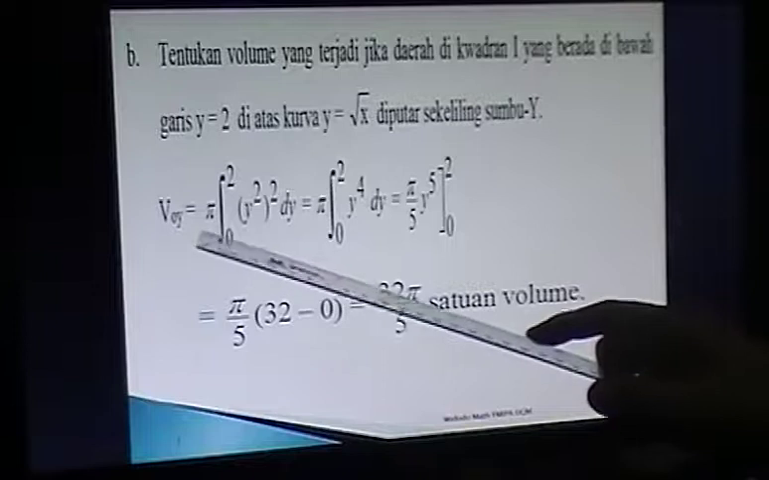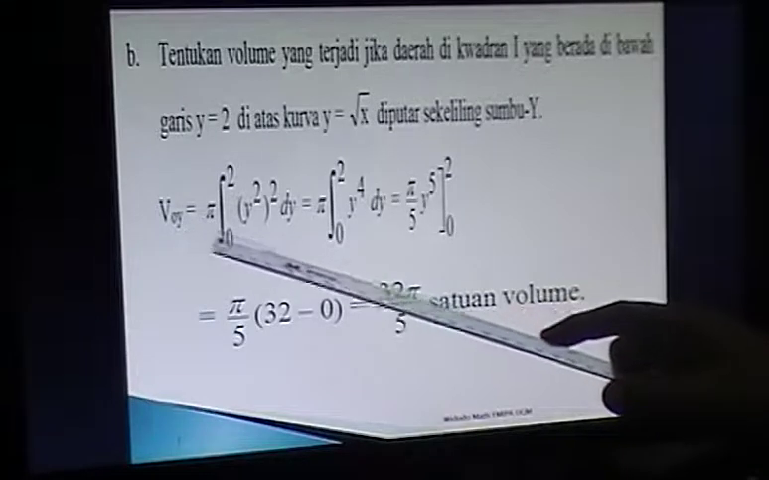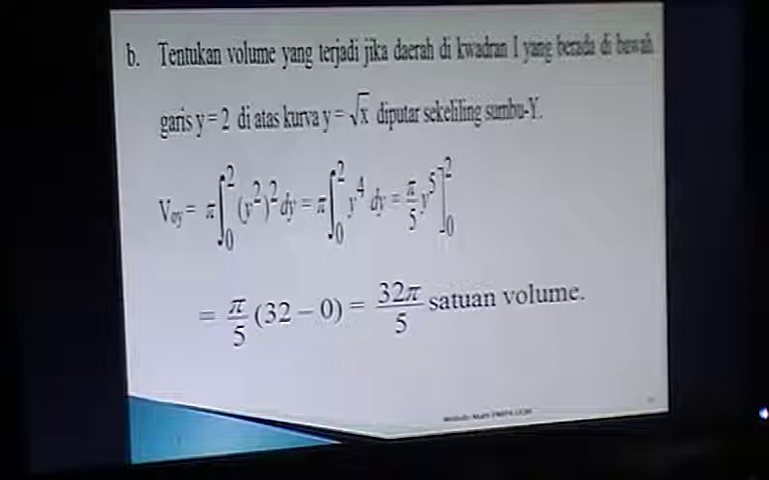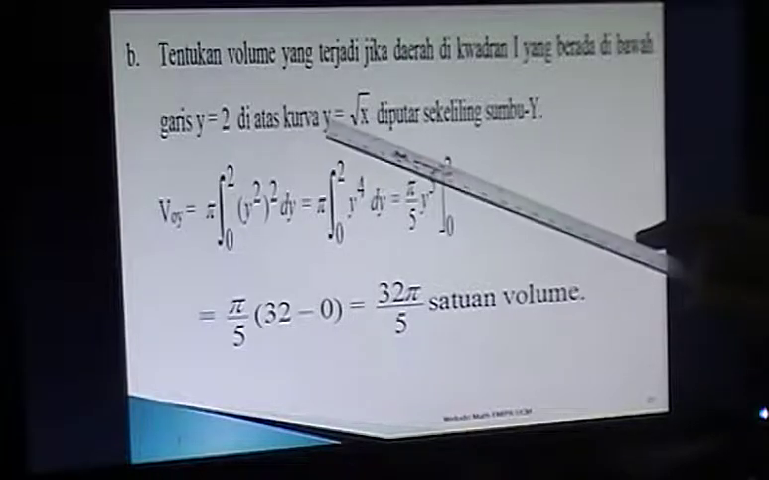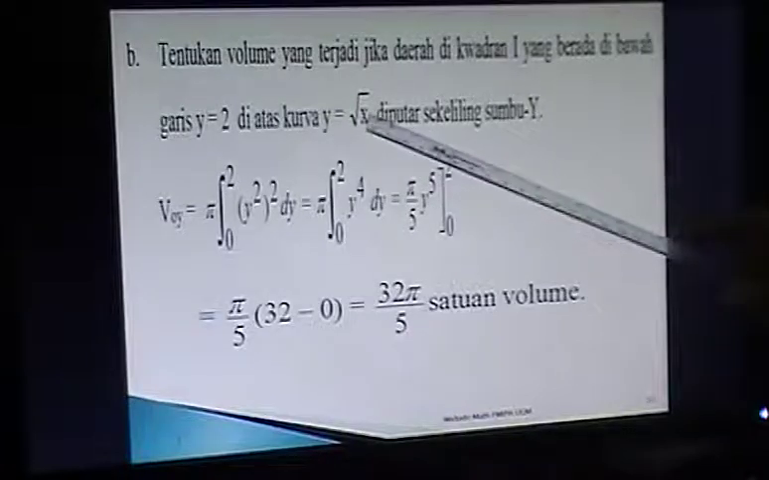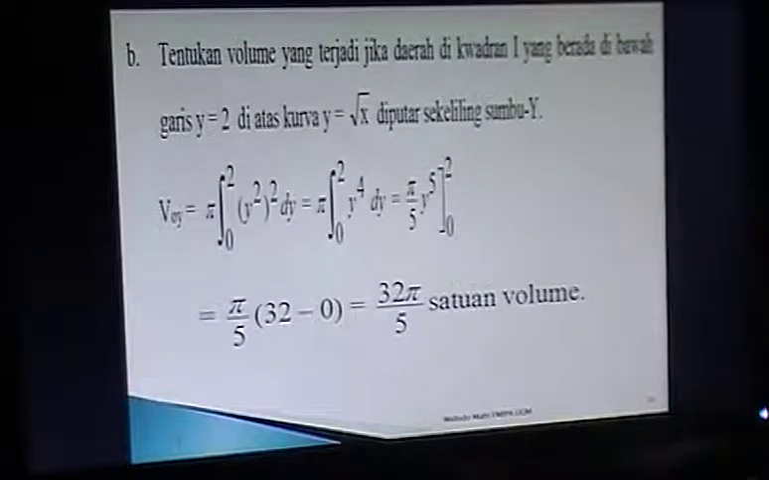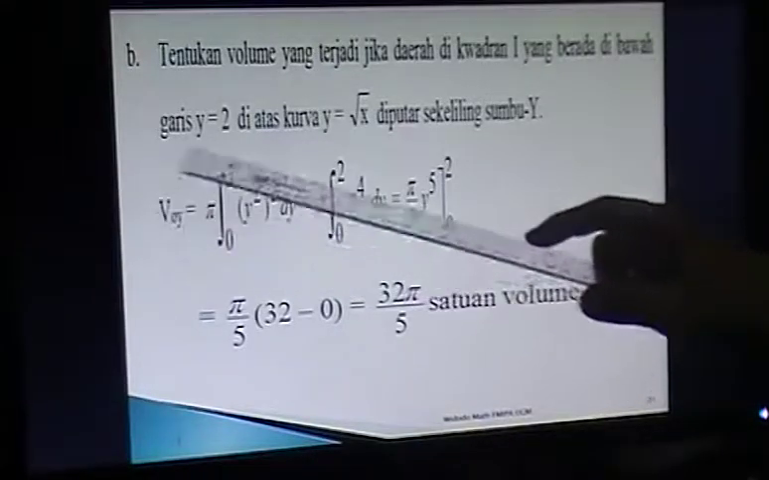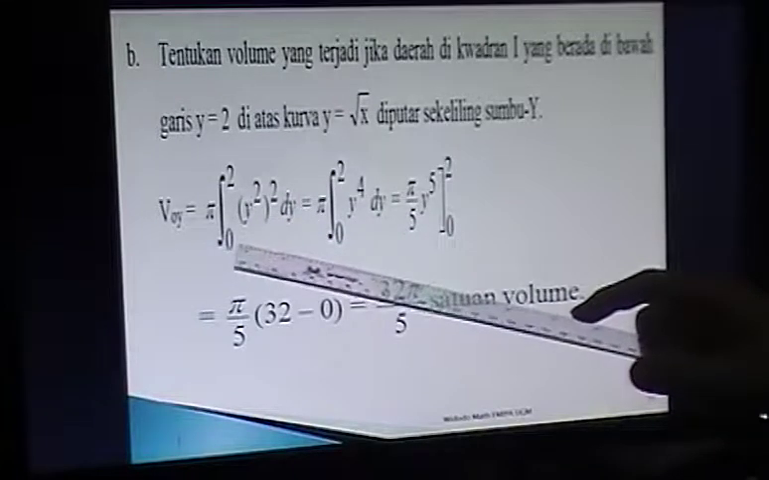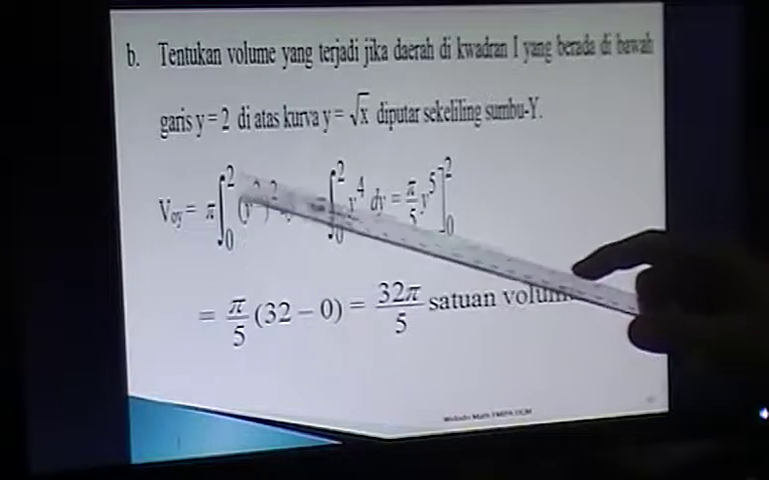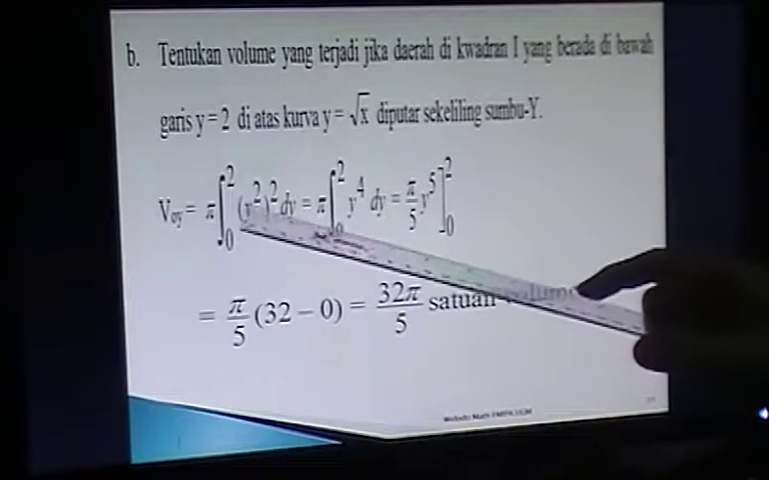So the volume is actually... If we have y is equal to x square, then x is equal to the square root of y. So the volume of the solid of revolution obtained by one round rotation surrounding the y-axis is pi times the integral from 0 until 2 of this function.